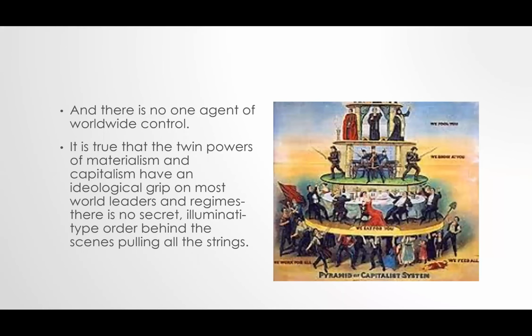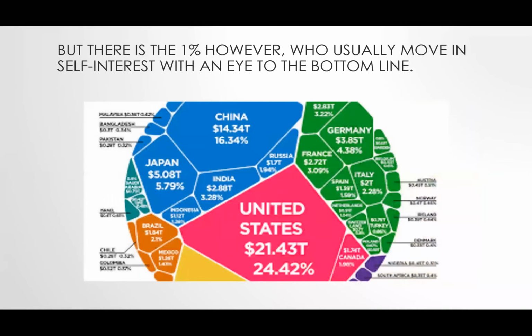And there's no one agent of worldwide control. It is true that the twin powers of materialism and capitalism have an ideological grip on most world leaders and regimes. There is no secret Illuminati type order behind the scenes pulling all the strings. But there is the 1%, however, who usually move in self-interest with an eye to the bottom line.